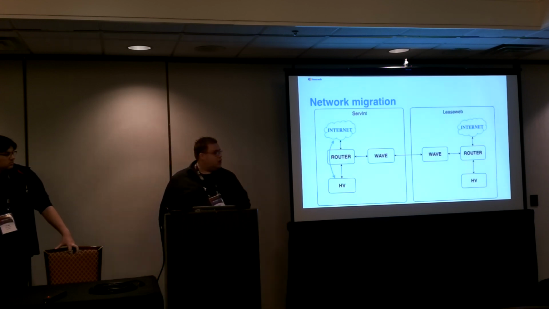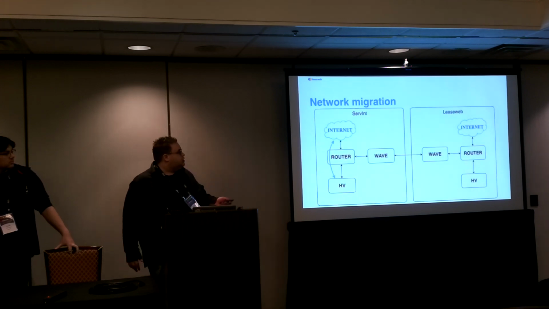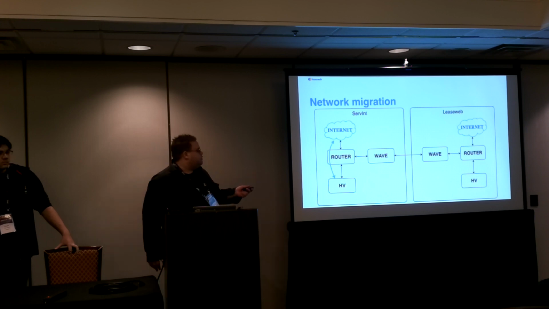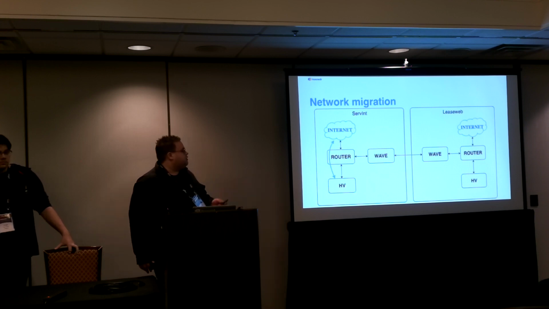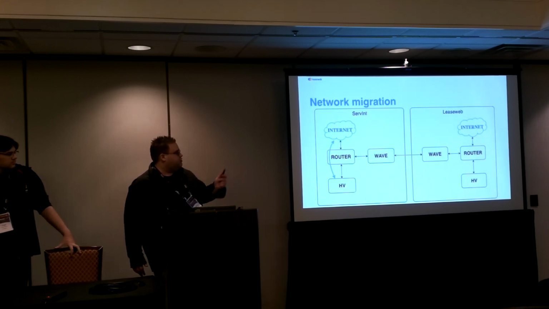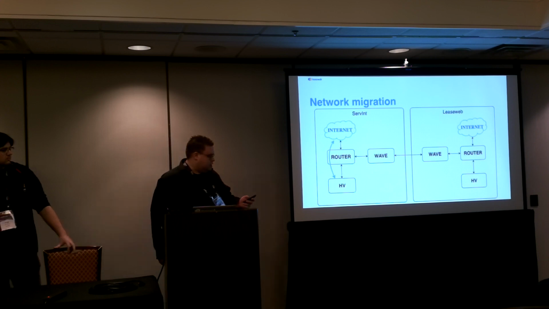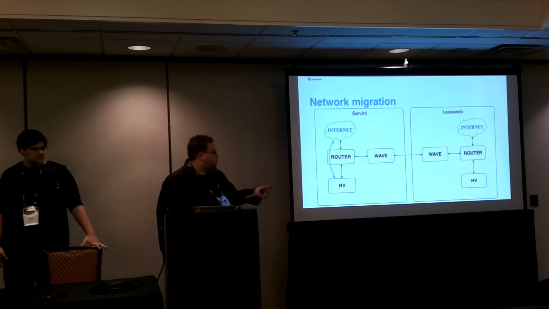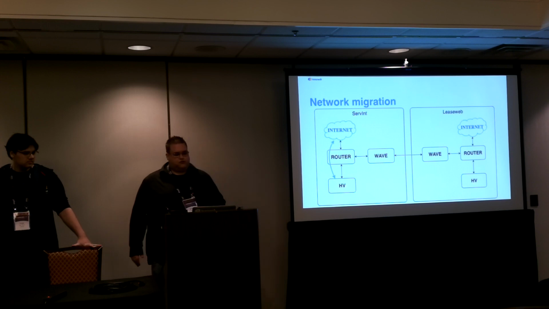So this is an image of how the network connection looks. On the left side, we have the hypervisors on the Servant network connected through a router and the internet. On the Leaseweb side, we have our cloud platform as well, connected to the router and the internet. And we created a wave connection between the 2 routers on both sides.